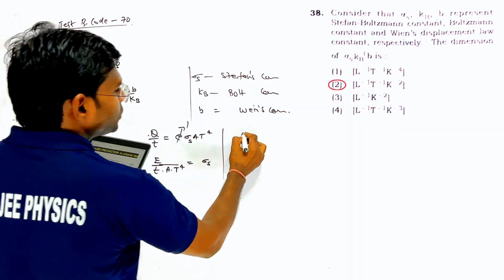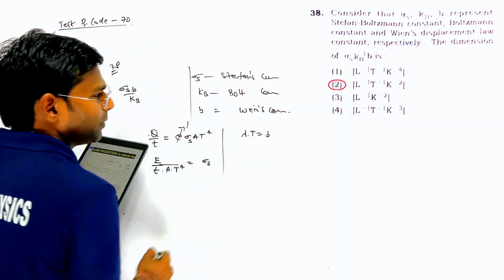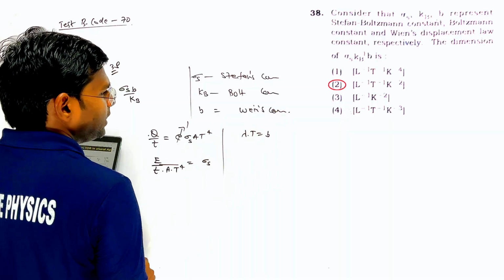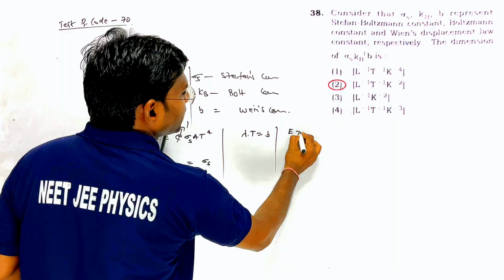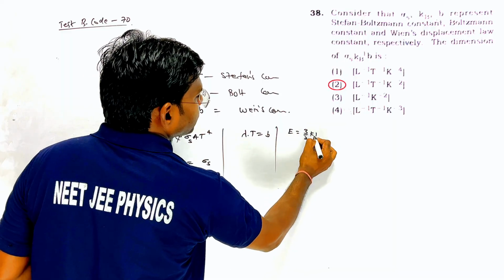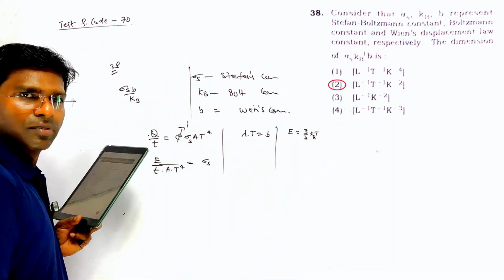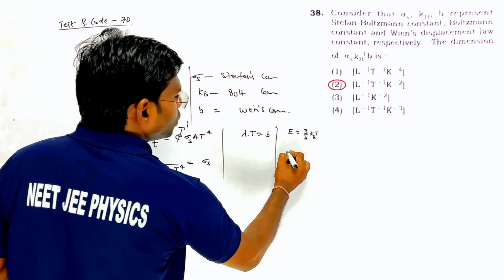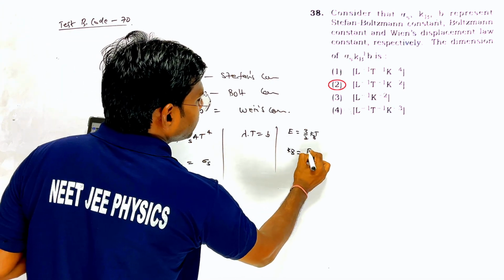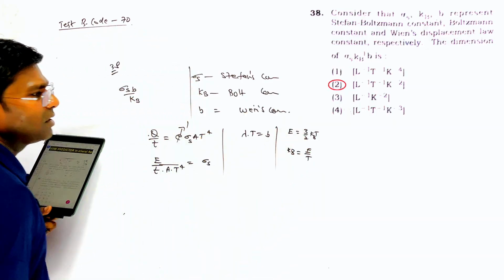Now if you consider the Wien's constant, lambda T is equal to b. If you remember the formula, this is lambda T. And what about Kb? If you consider the energy, it is nothing but 3 by 2 kT, this is kbT, in the gases theory we have seen. So the Kb formula is nothing but E by T. I am not writing the 3 by 2.